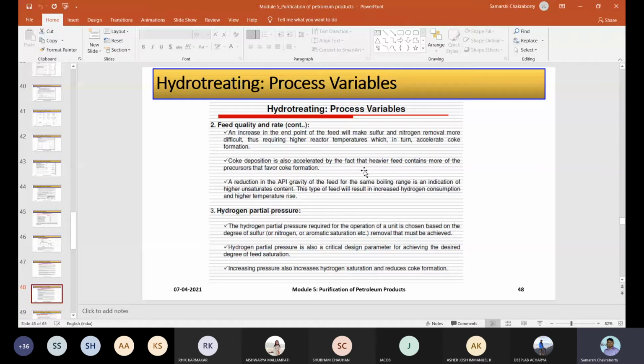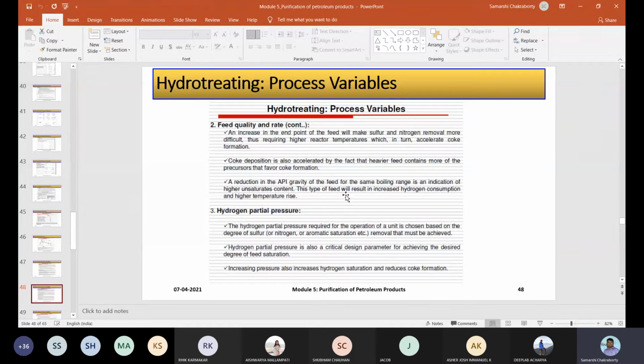Whenever you are using a heavier feedstock, and also you have reduced the feed rate, your desired option is to increase the temperature, and when you increase the temperature, coke deposition will take place. So you have to maintain your feed quality, feed rate, and reactor temperature at an optimum level, so that this type of undesired side reaction does not take place.